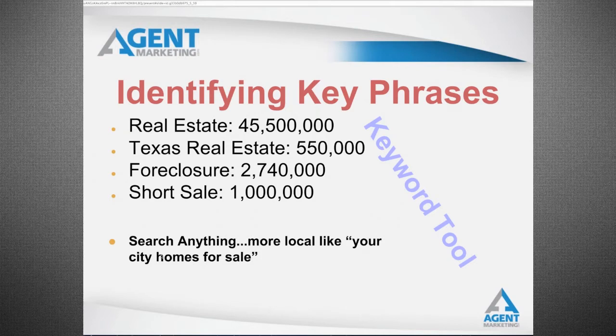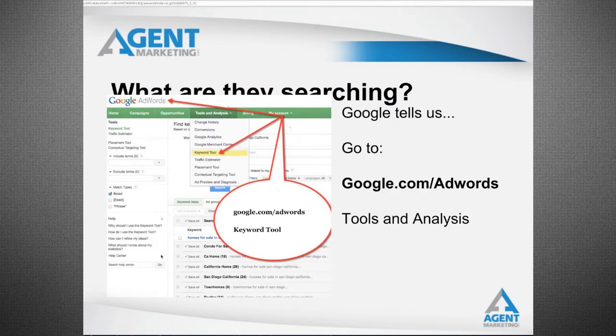You can even have other companies out there run the ads for you. They usually take 10 to 20% of your spend to do it. So how do you figure out what ads and what people are searching? Write this down: google.com/AdWords. When you go there, if you don't have a Google account, create one. You go to Tools and Analysis, Keyword Tool.